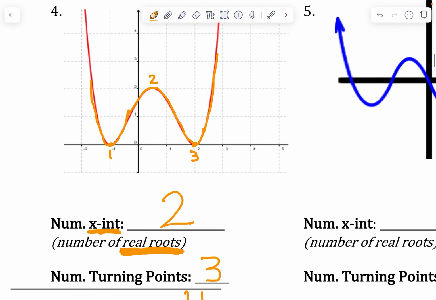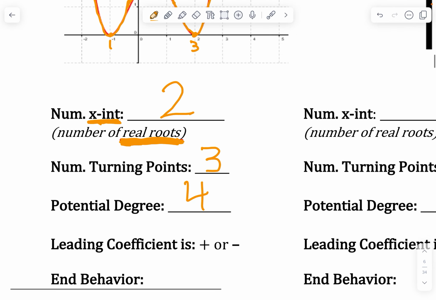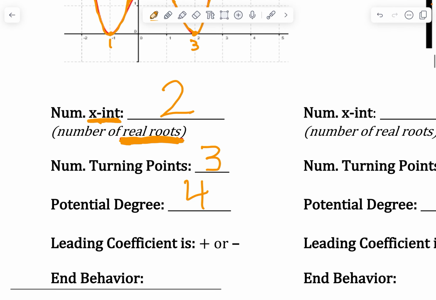4th degree. Well, let's look at my end behavior. My end behavior, my arrows are going up. So they're both going the same direction. So that means my degree has to be even. Is my degree even if it's 4? Yep. Okay.